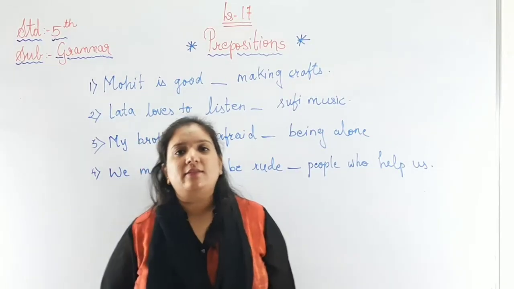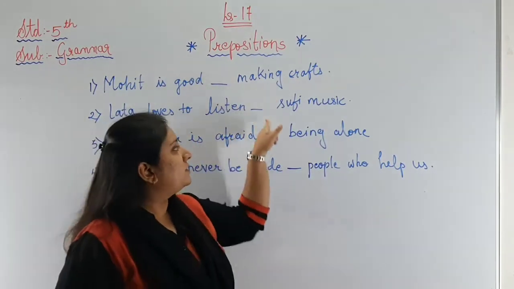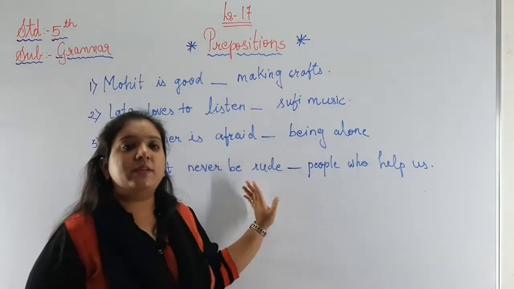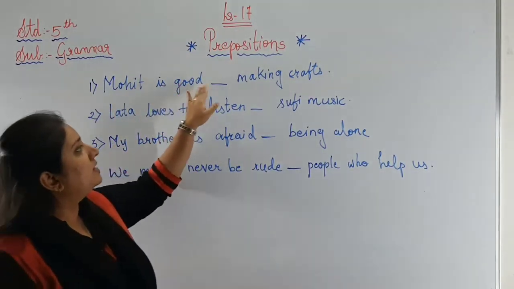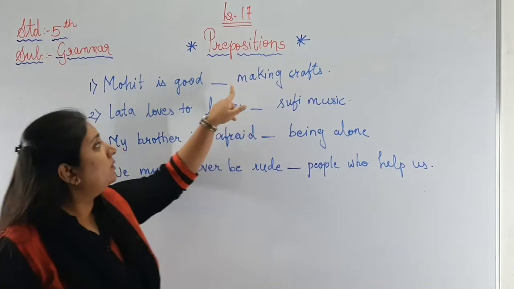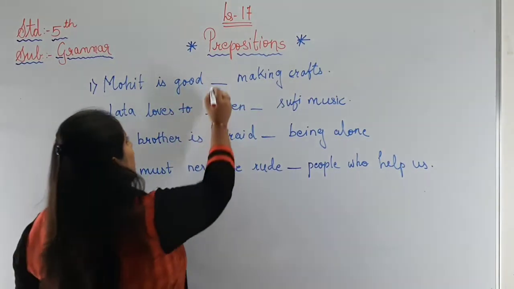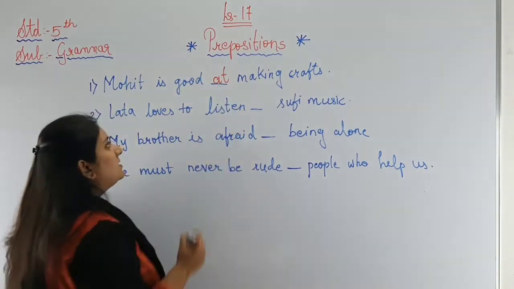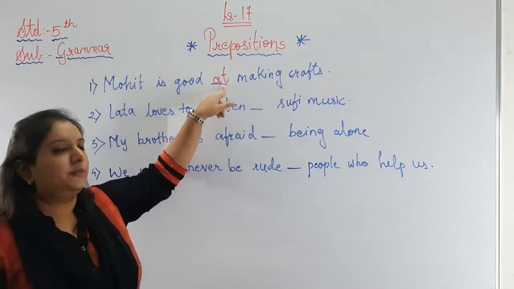Now students, let us have a look at this exercise. We have to insert the prepositions and these will be the fixed expressions. For example, Mohit is good dash making crafts. Now with the word good, there is a fixed preposition, that is good at. Whatever sentence it is, if there is good, we have to put preposition at only.